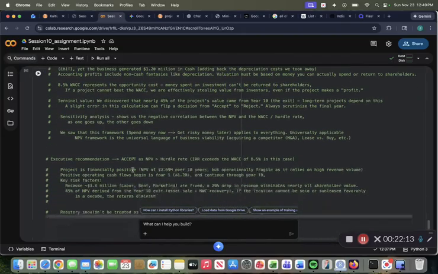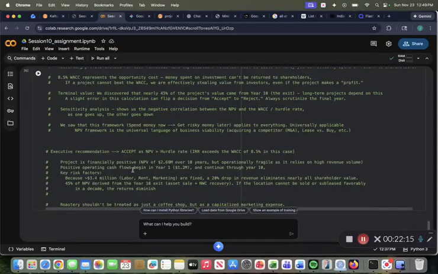As for the sensitivity analysis, we saw the negative correlation between net present value and WACC, as well as the positive correlation between the revenue and the net present value. And then we saw this framework of spending money now and get risky money later applies to everything, AKA being universally applicable. And the net present value framework is the universal language of business viability, whether that be in mergers and acquisitions or leasing versus buying a building. All of these business decisions in one way or another rely on the net present value framework.